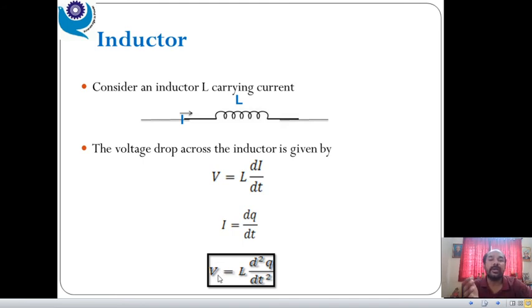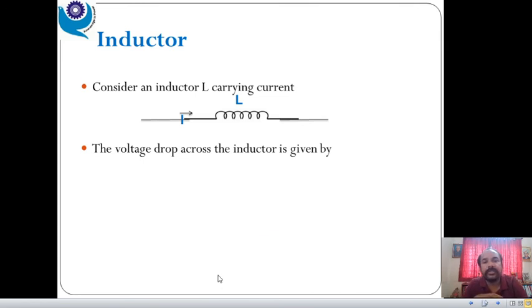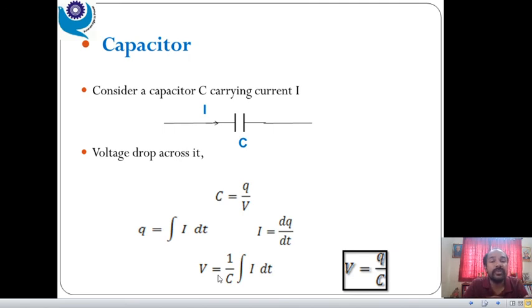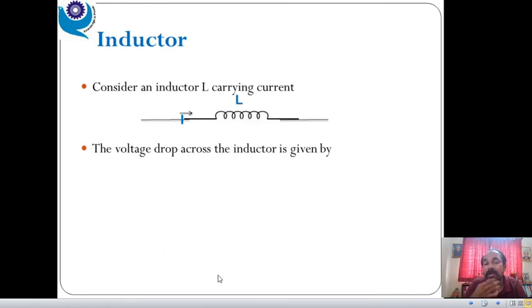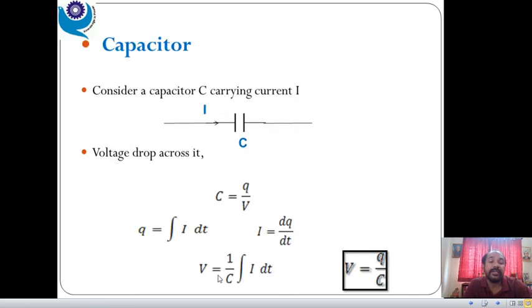So this is another part: an inductor opposes any change in the current, and a capacitor opposes any change in the voltage. That means a capacitor blocks DC and passes AC, and an inductor blocks AC and passes DC. Inductive reactance is XL = 2πFL, and capacitive reactance is XC = 1/(2πFC), right?